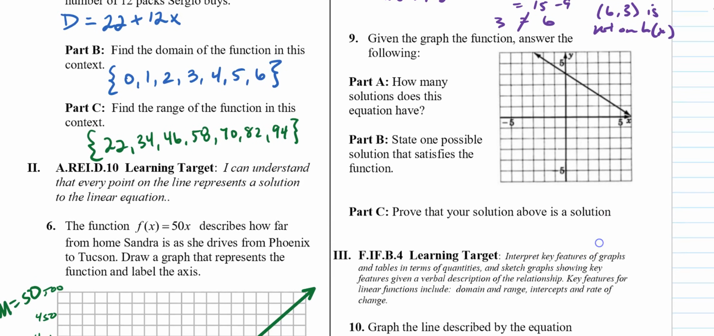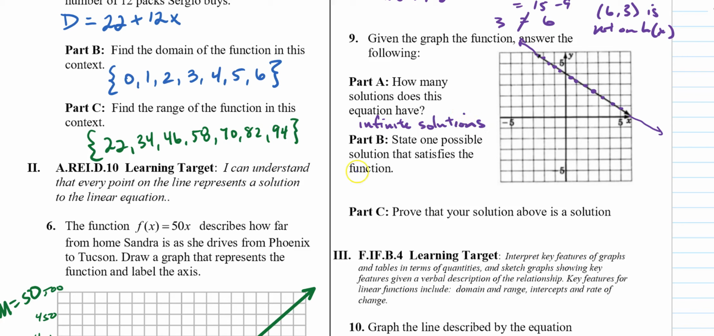Number 9. Given the graph, how many solutions does this equation have? Well, it's a line, and every point that is on the line is a solution. So just these right here that I'm drawing, these are all solutions. But we know that those arrows tell us that the graph extends in either direction forever. So any line has exactly an infinite number of solutions.